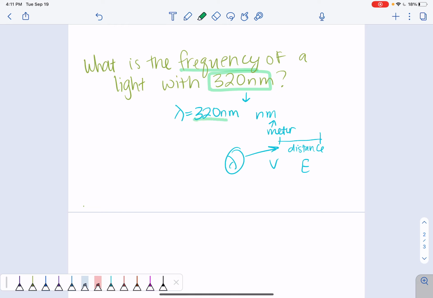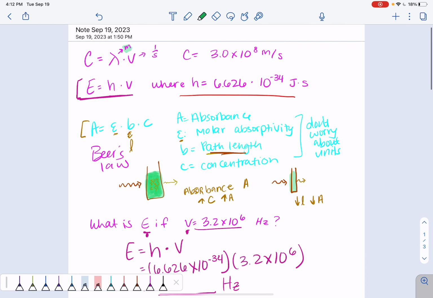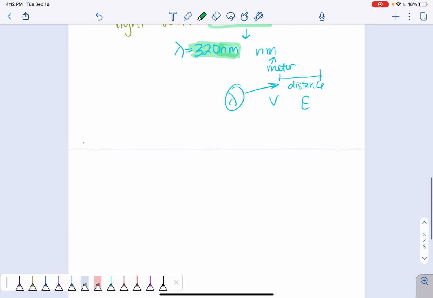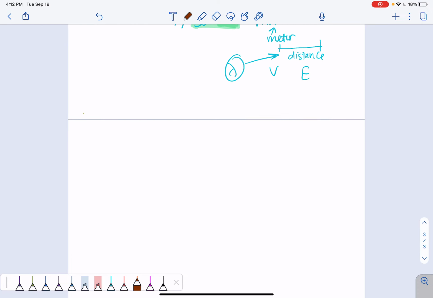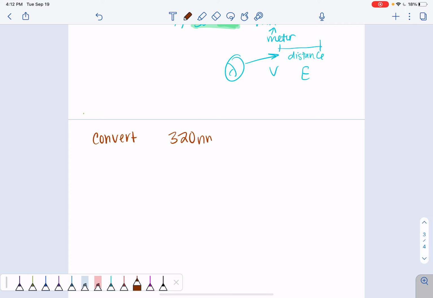A big red flag should show up for you because we don't want it in nanometers. I told you up here that we want it in meters only. So this is where we need to convert. So I'm going to go down here and convert 320 nanometers to meters. Okay?